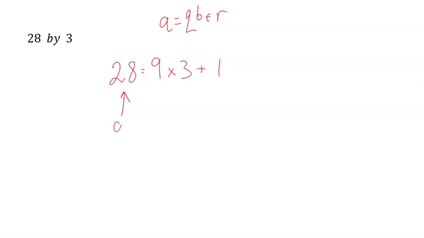9 3s are 27, so I'm then going to add on 1. So for this one here, my dividend is 28. My divisor, which is B in the formula, is 3. My quotient, the number I'm dividing by, is 9. And the remainder after my division is 1. So 28 equals 9 times 3 plus 1 is the appropriate format we're after.